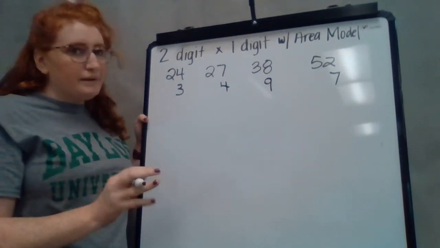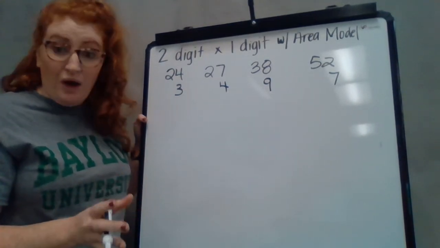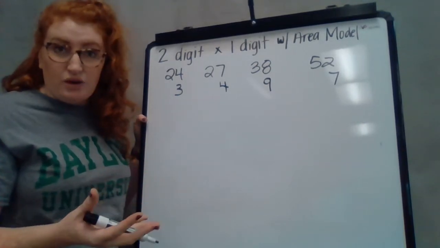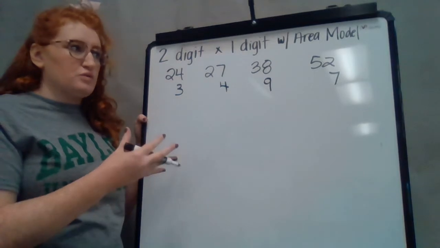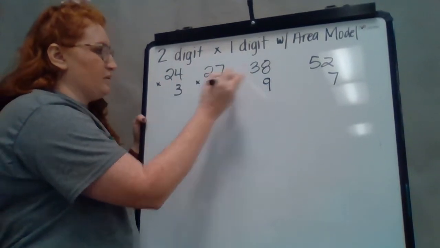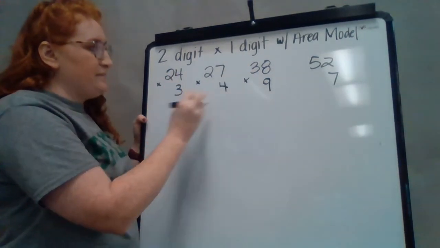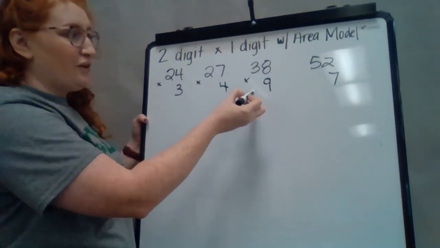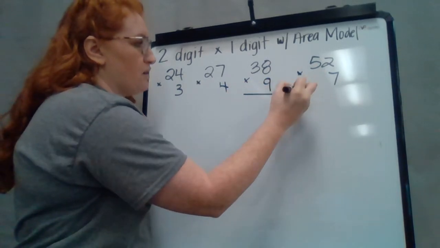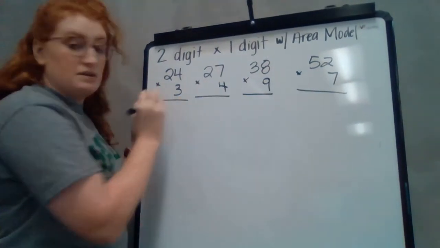We're probably not going to be using 0 and 1 because we already know that a number times 0 is always 0, and a number times 1 is always itself. So we're going to use these as our examples: 24 times 3, 27 times 4, 38 times 9, and 52 times 7. Those are the examples that we're going to use today.